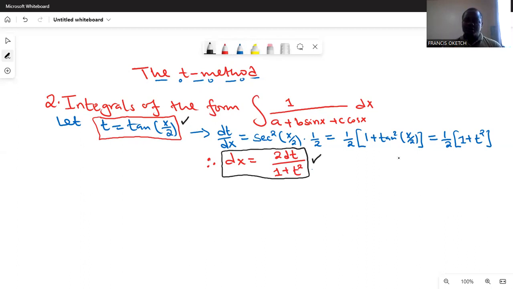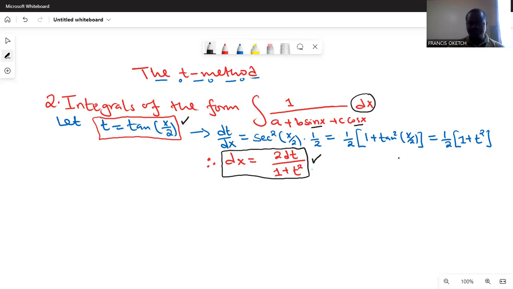Now, we also need to know what is sine x in terms of t and what is cos x in terms of t. Already we have found dx in terms of t. So as we are substituting, we must know what is sine x and what is cos x. So we are going to get those using t is equal to tan x over 2.